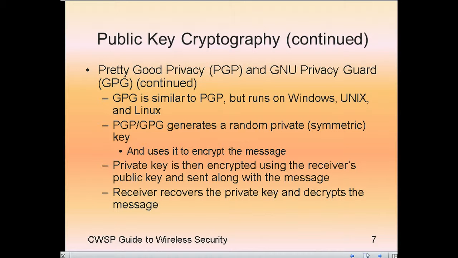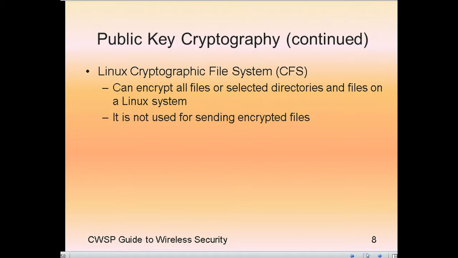Each of them generates a random private symmetric key and uses it to encrypt the message. The private key is then encrypted using the receiver's public key. This is what I was talking about before. We create a private key to encrypt the document. We then encrypt that key with the public key using the PKI structure, so that we minimize the resources required to decrypt the document. When it gets to the other end, we use our private key to decrypt the symmetric key, and then we use the symmetric key to decrypt the document itself. It's a good system. It uses both single key symmetric and asymmetric encryption in this case.